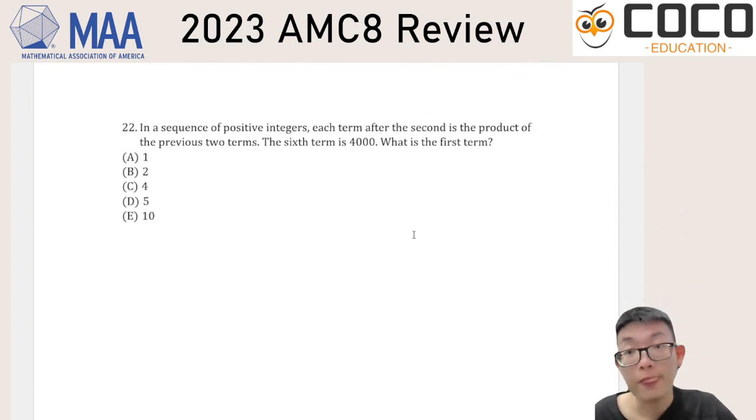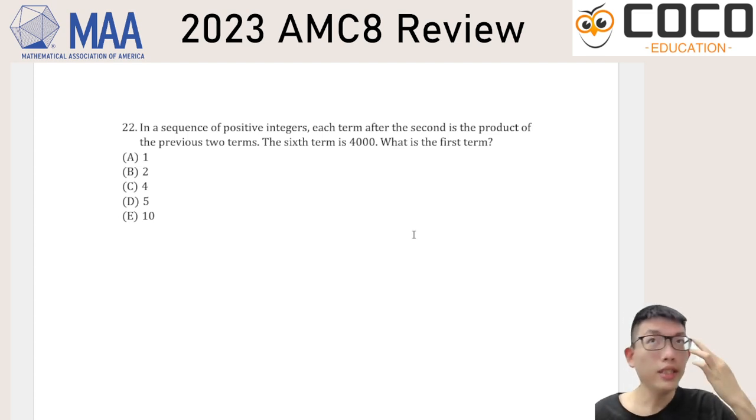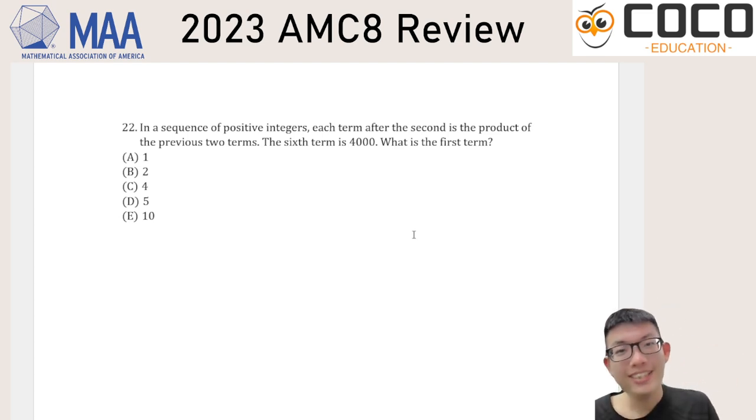Question 22. In a sequence of positive integers, each term after the second is the product of the previous 2 terms. The 6th term is 4,000. What is the first term? Now this is quite a cool question actually, because it is a sequence where they didn't tell you the starting, they just told you something in the middle.